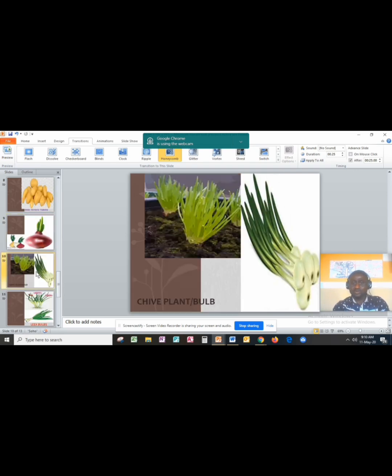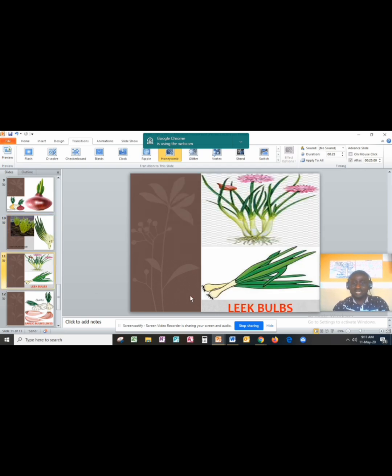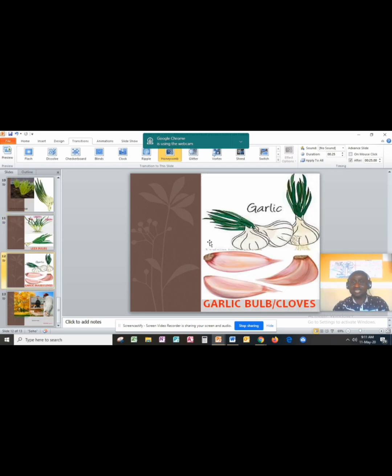We also have another good example of a bulb plant known as the chive plant bulb. You can see this is when it is growing in the soil. Then deep down the soil, when it's mature, it grows into this bulb. You can see it's also part of the onion family. Then we also have the leek bulbs. The leek bulbs also grow in the soil like this. When the stem expands like this, from this point it keeps expanding until it becomes this before it is harvested for use as food.